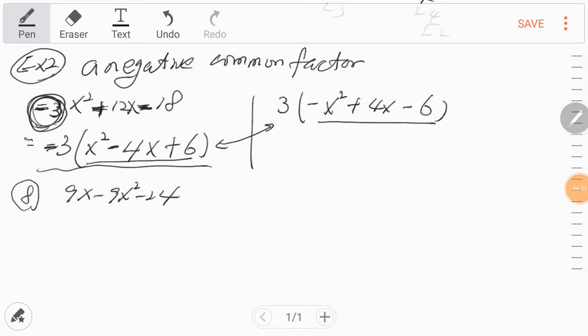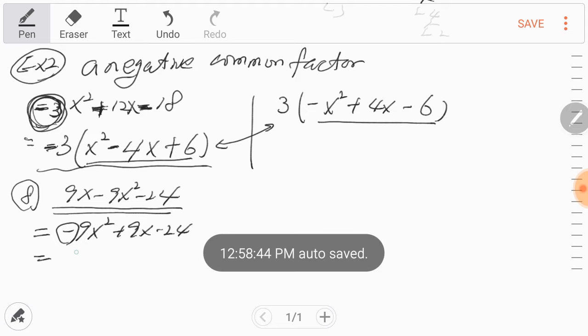Okay, this is exercise number 8 on page 256. I want to factor this, so we have to write this in standard form, where the term with the largest exponent comes first. So let's rewrite the order of the terms, with the largest exponent term first, and plus 9x minus 24. As you can see here, the leading coefficient is negative. So we can factor out the negative with the greatest common factor, and the GCF is 3.